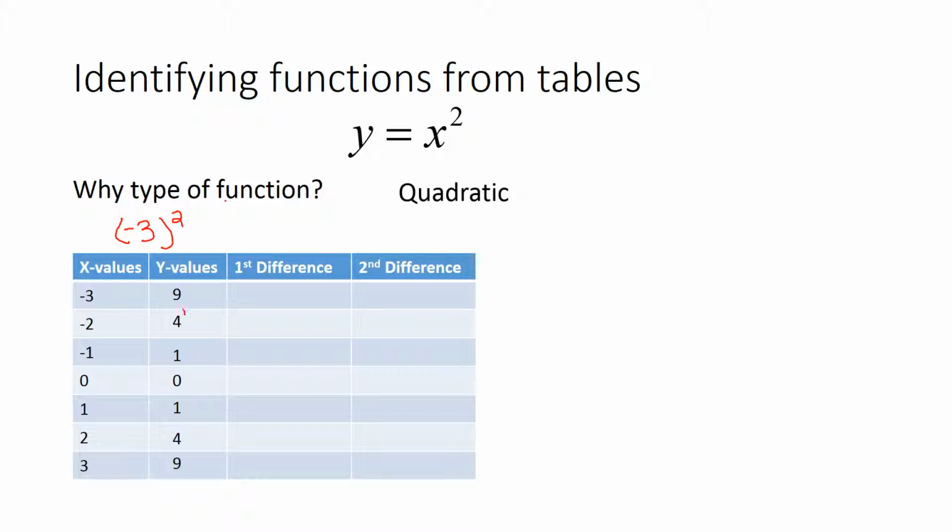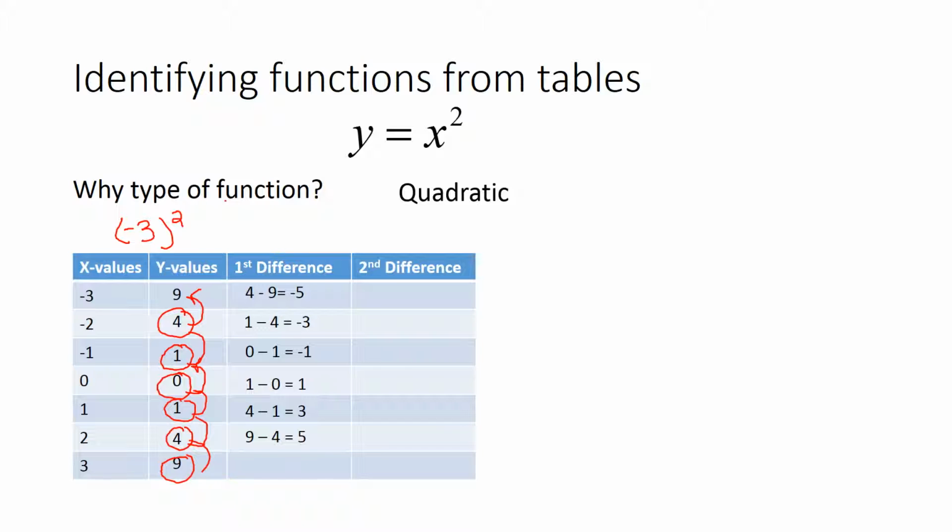So we're going to do 4 minus 9. We get -5. And then we do 1 minus 4. And we get -3. Then we do 0 minus 1. Now notice that my common difference is not the same. And 9 minus 4 is 5. My common difference is not the same. Okay, so how do I fix that?